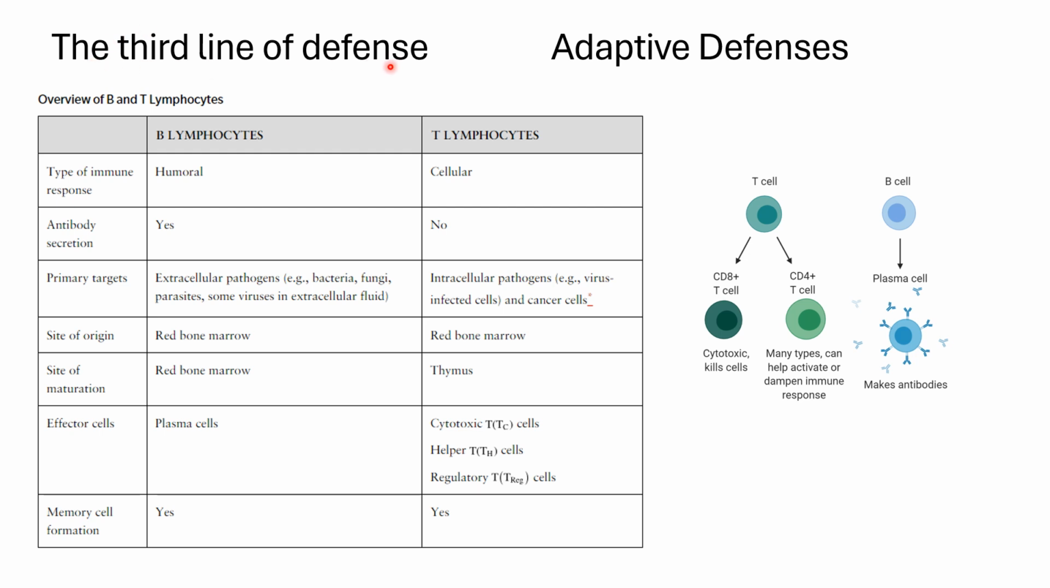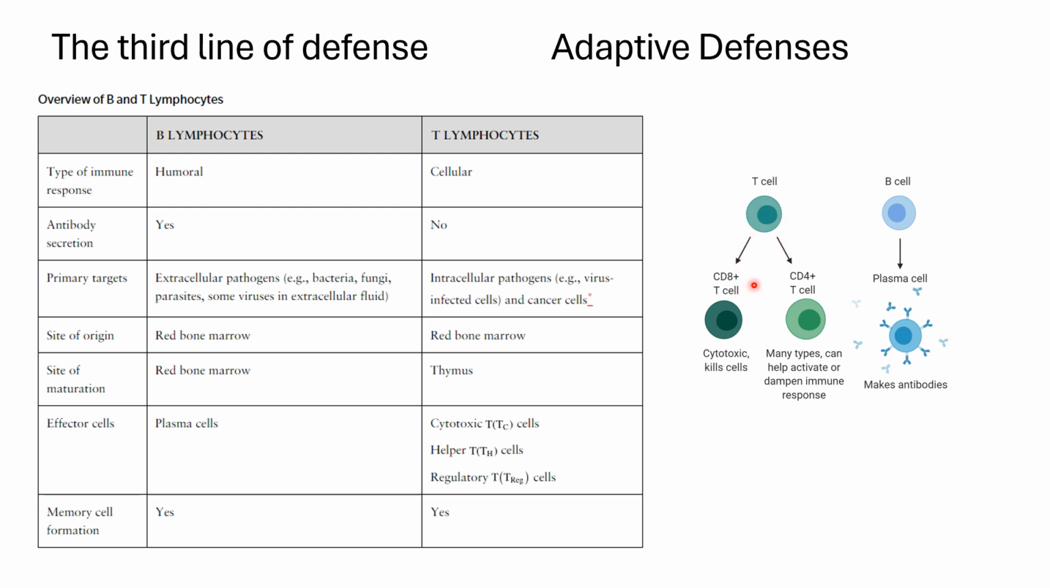So our third line of defense, the adaptive defenses, has two arms: the humoral arm and the cellular arm. The humoral arm is because of the B lymphocytes, which secrete antibodies, and the cellular arm is because of the T lymphocytes. When the T lymphocytes are activated, they make CD4 T cells, which are the cytotoxic cells, and they make, I'm sorry, I said it opposite.